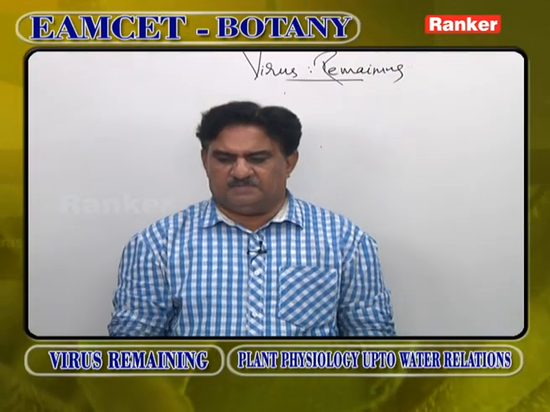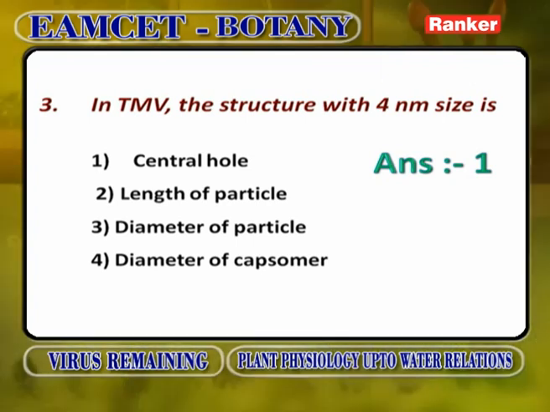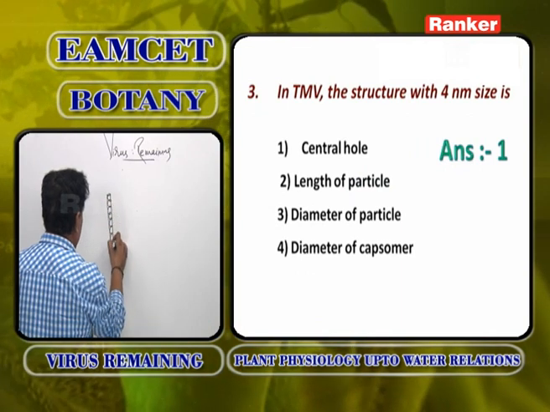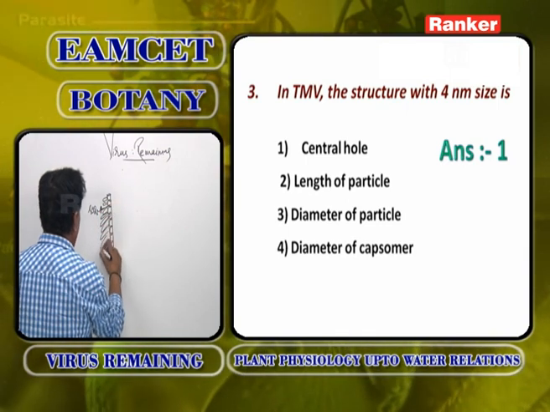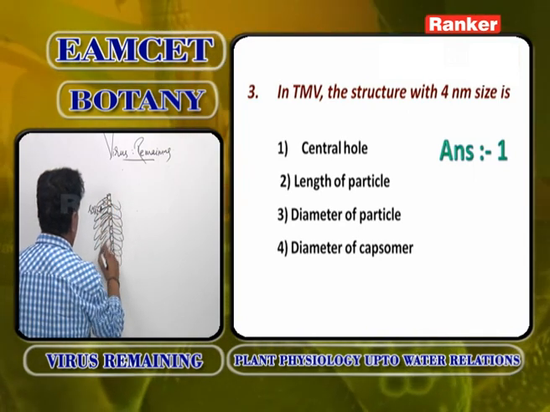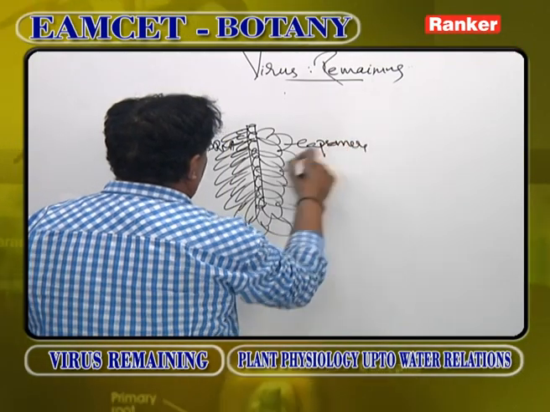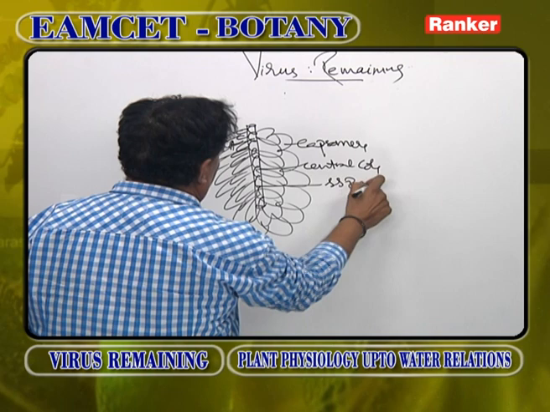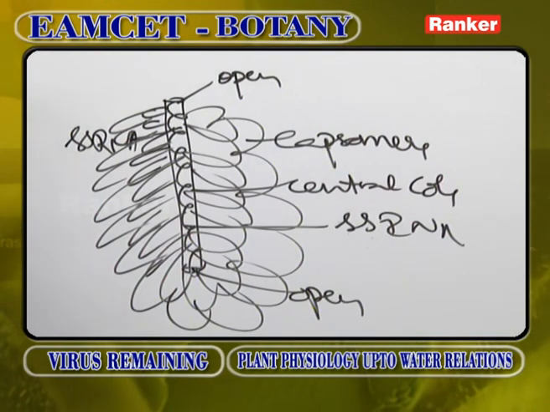In TMV, the structure with 4 nanometer size is. The central core includes single stranded RNA. Around this single stranded RNA, capsomeres are arranged in the form of a spiral staircase. These are capsomeres, this is the central core, and within the central core you will find single stranded RNA. The speciality of the central core is it is open on both sides. It is a rod shaped virus.